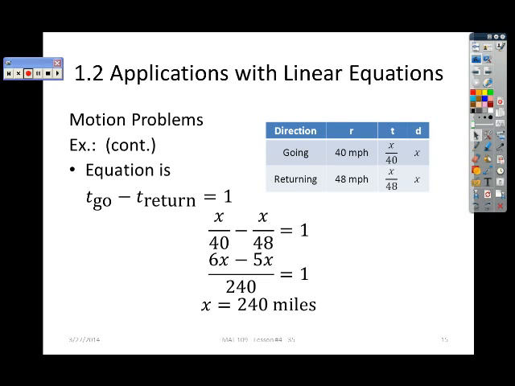And notice I didn't check it in my equation. What I did is I compared it back to what the problem statement was. How long did it take her to go? How long did it take her to get back? Was that a difference of an hour?